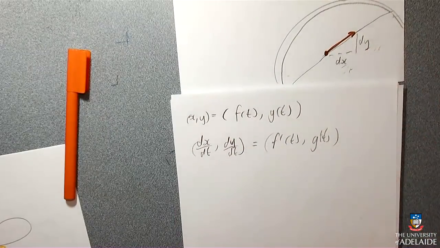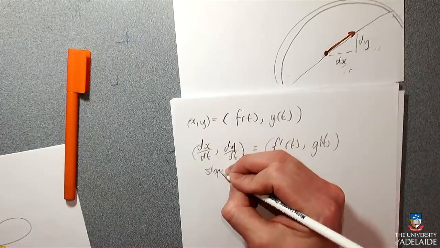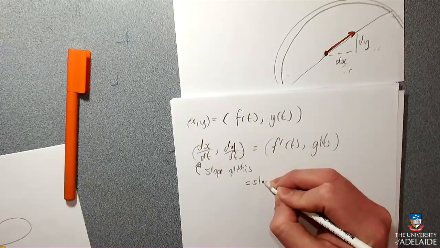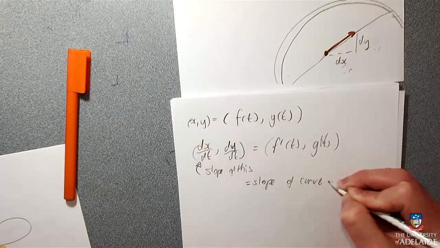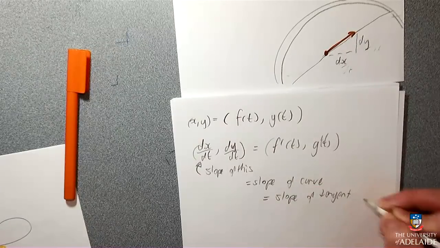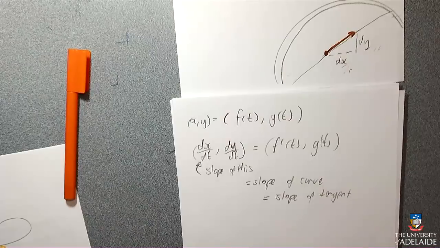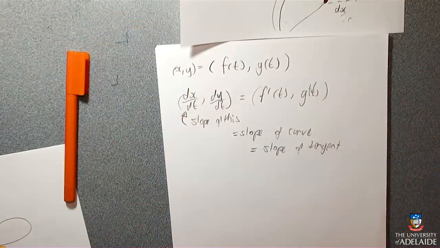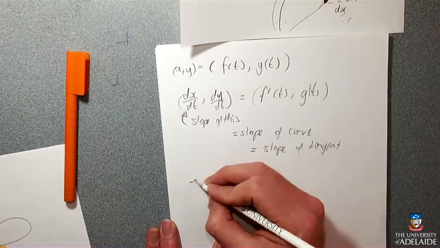Okay, so the slope of this vector is the slope of the curve at the moment, which is the same as the slope of the tangent at the moment. Sweet! So what does that mean? That means if I want to find the slope of the curve and the rate of change of x and the rate of change of y at any given moment, I just do derivatives. So it's probably best to do it as an example.